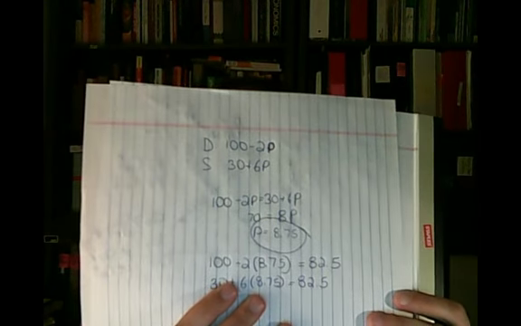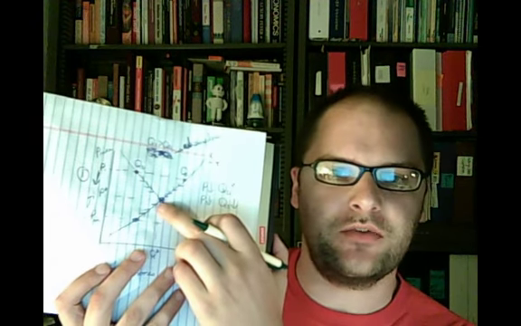So it would mean 100 minus 2 times 8.75 is going to give me 82.5, or 30 plus 6 times 8.75 is also going to give me 82.5. That would be my quantity demanded or quantity supplied. We know that quantity demanded equals quantity supplied at the equilibrium, right? We saw that right here. Right here, quantity demanded equals quantity supplied.